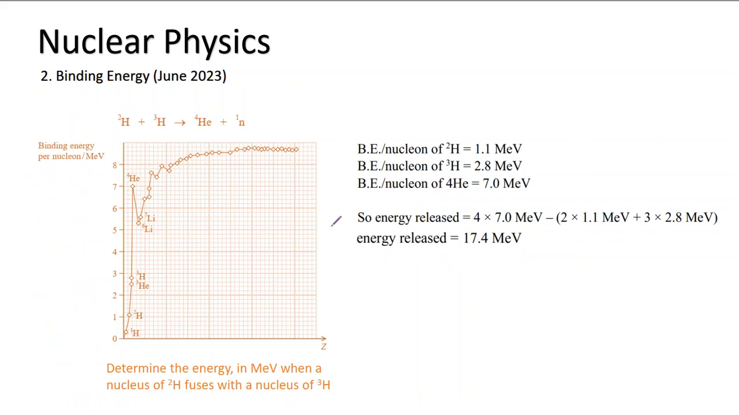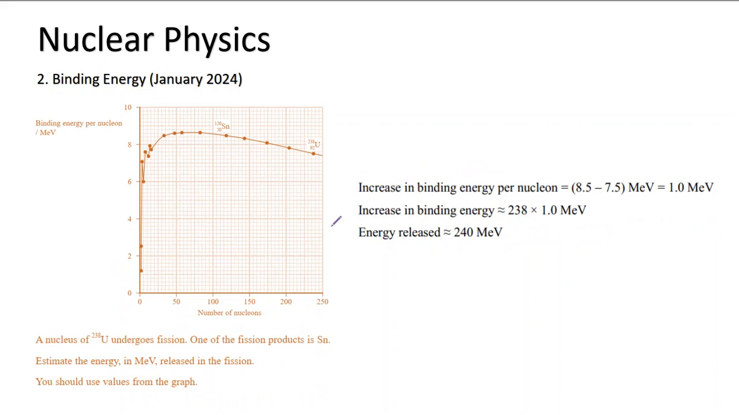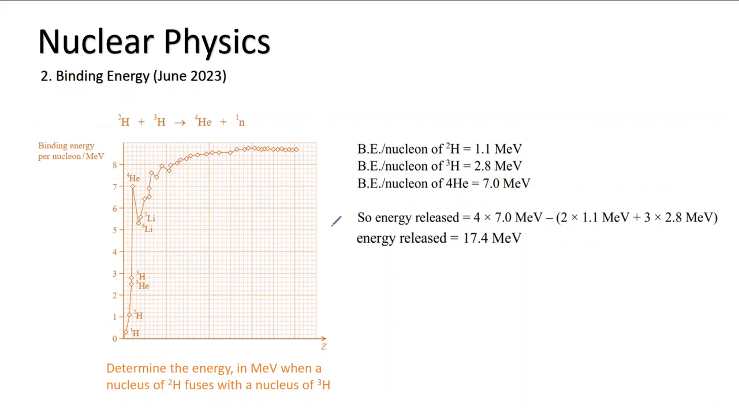Then you have binding energy in nuclear physics. Binding energy calculations can appear both from the context of fusion as well as fission. So this question from June 23 is from the perspective of fusion, but the next one from Jan 24 is from the perspective of fission. So the question says, determine the energy in MeV when a nucleus of deuterium fuses with a nucleus of tritium, H3. So look at the binding energy per nucleon.